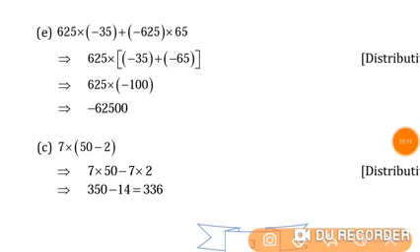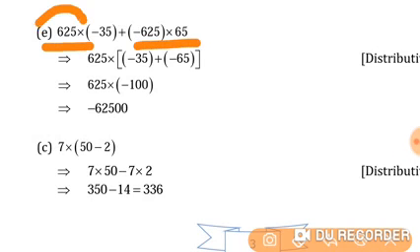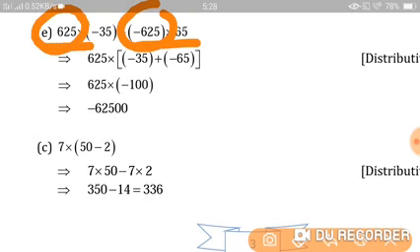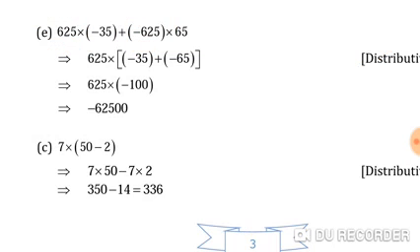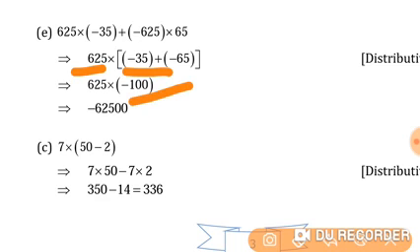See here also, multiplication with 625 and two integers. So directly we can take it as the distributive property. I have taken 625 outside with minus 35 plus minus 65. Both are negative, so add the numerals and keep minus. 35 plus 65 is 100, minus 100. Then multiply. 625 into 100 is 62,500, plus into minus is minus.